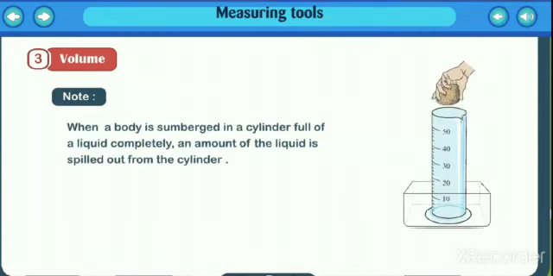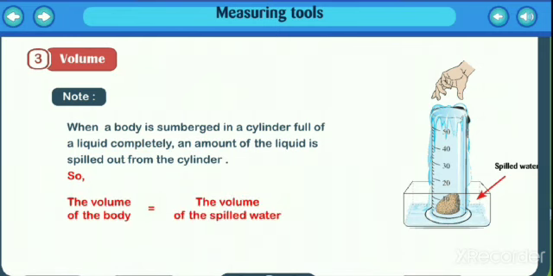Note, when a body is completely submerged in a cylinder full of liquid like water, an amount of this liquid is spilled out from the cylinder. So, the volume of the body equals the volume of the spilled water. If the spilled water equals 20 cubic centimeters, then the volume of the stone equals 20 cubic centimeters.